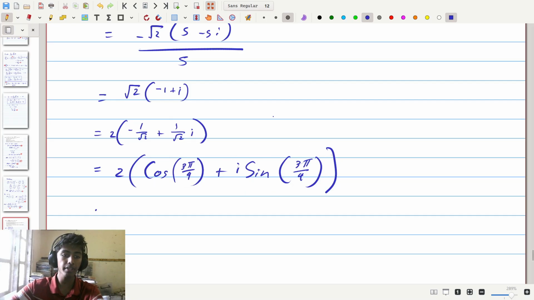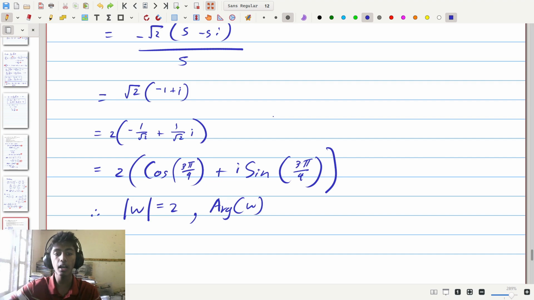Now from this we can see that the modulus of w must be equal to this value at the front here, which is equal to 2, and the arg of w, since this angle here is in between 0 and 2 pi, we can see the arg of w is equal to that angle, which is 3 pi by 4.